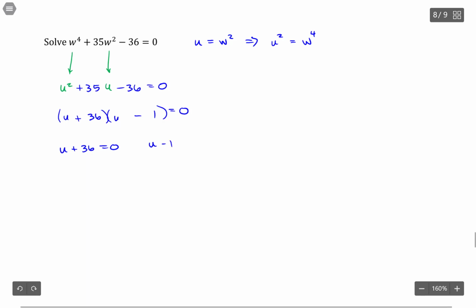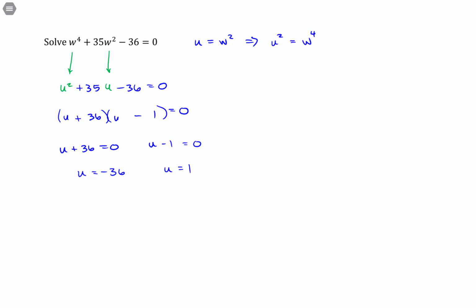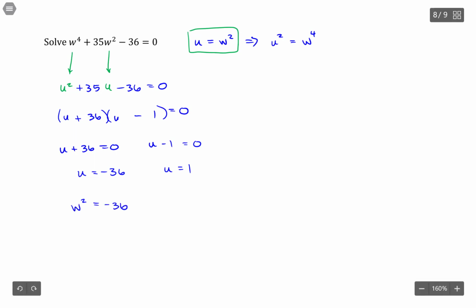Oops, u minus 1 equals 0. So u equals negative 36, or u equals 1. And the only issue at this point is my original variable was w, but I've solved in terms of u, so to finish the problem out, I need to take the square root of both sides. Because u is w squared, and to solve this, I have to take the square root of both sides.